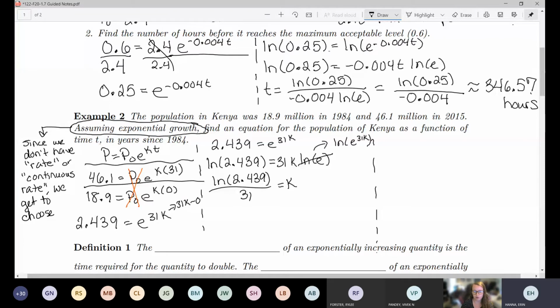Honestly, the shortcut way wouldn't have saved us that much work. We still would have had to do the bulk of what we just wrote down. So might as well have seen the full version in case you can't take the shortcut. 2.439, gotta type it in right, divided by 31 is about 0.0288. Let's take 4 decimal places.